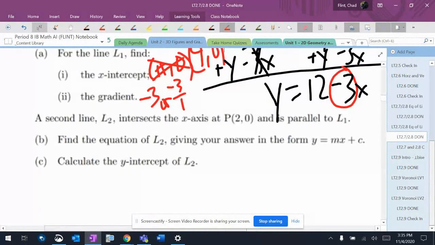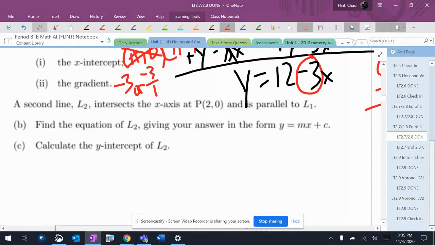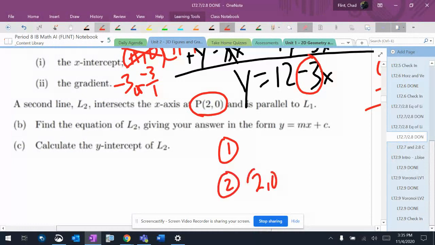Then it says a second line intersects the x-axis at P(2, 0) and is parallel to L1. Find the equation of L2, giving your answer in that form. So we need a slope and a point to find an equation of a line. A gradient and a point. So it gives us the point right here. So 1 is the gradient, 2 is the point. So the point is (2, 0).